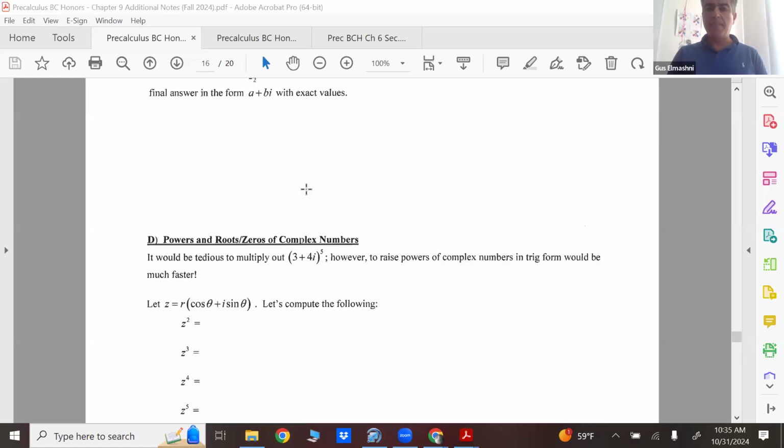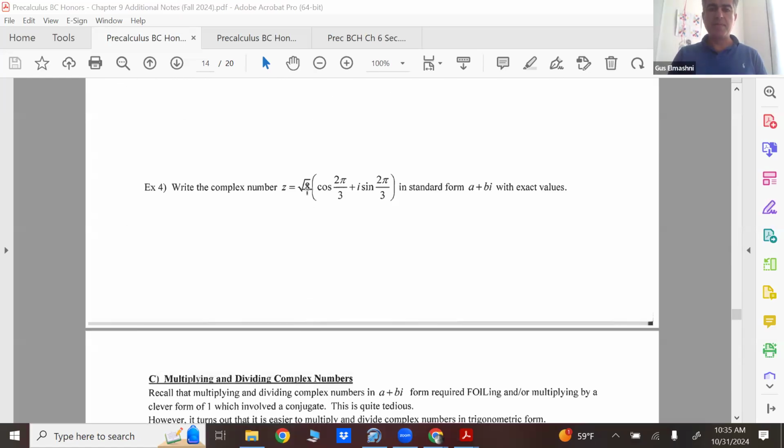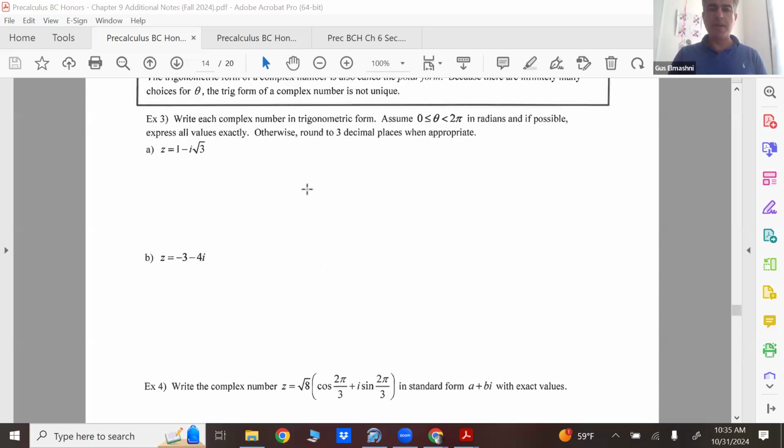So that's why we're doing that. Yes, go, David. And likewise with multiplying as well. It's going to be much easier.